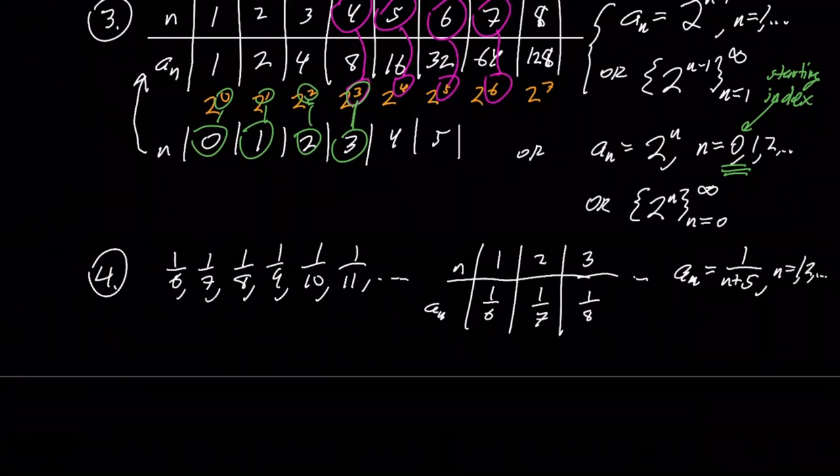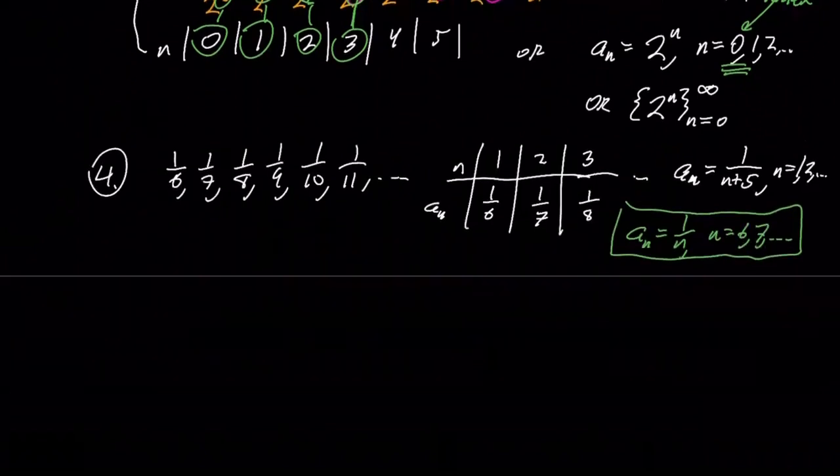But it makes so much more sense to just start counting at 6. So I would more naturally say, let's just start counting this at 6. Really, I would prefer the answer a sub n is 1 over n, just starting at n equals 6. To me, this is a slightly better answer for this example. Or you could also write this in set notation, 1 over n, n equals 6 to infinity. Okay.